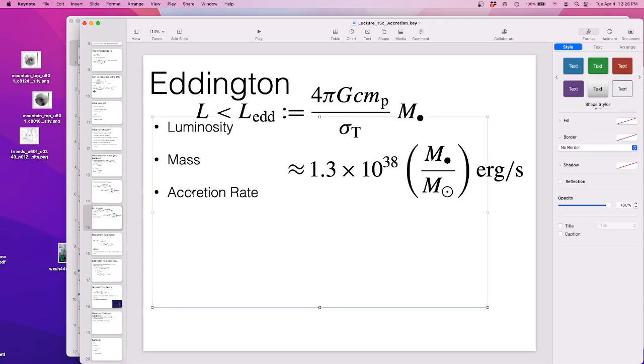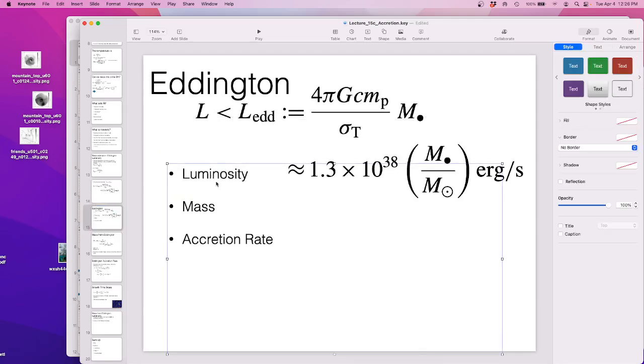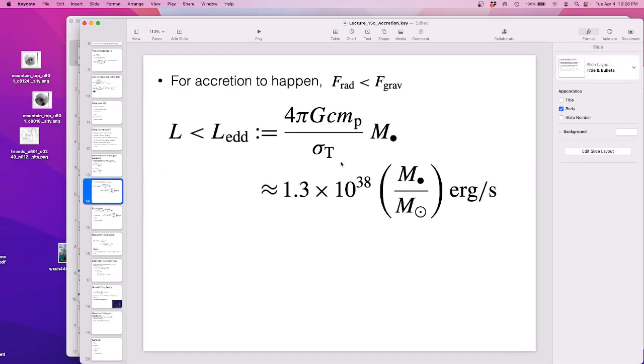So from this we can get three different things. We get a luminosity, we get a mass, and we get an accretion rate. So the luminosity is just this. This is the definition of the Eddington luminosity. It's a property that any star has. So any star has a luminosity based on its mass, and if it can shine bright enough, then it can push all the stuff out. If it can shine bright enough, it'll blow itself apart. So that's the Eddington luminosity.